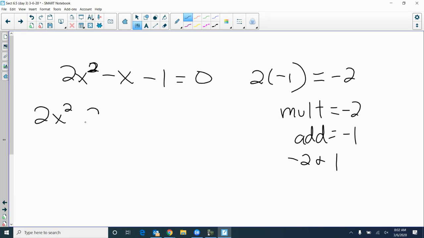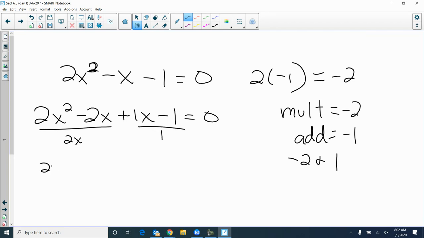And then a lot of you do this grouping method, which is fine. 2x squared minus 2x plus 1x minus 1 equals 0. And then GCF of 2x, GCF of 1, 2x times x minus 1 plus 1 times x minus 1.